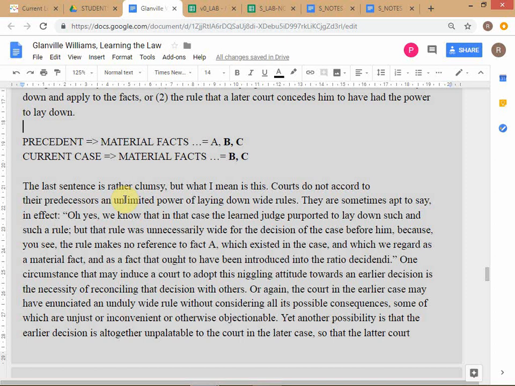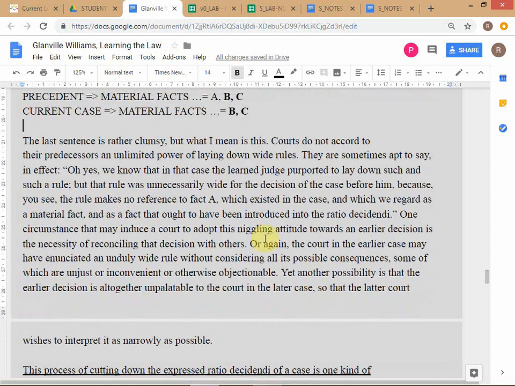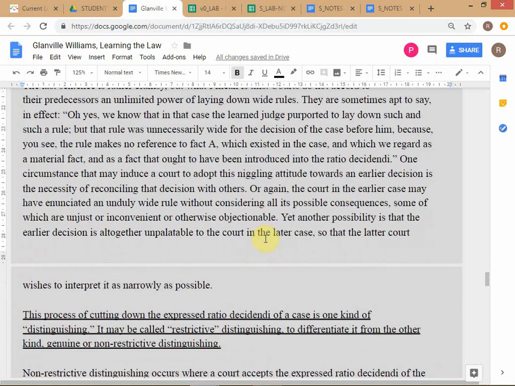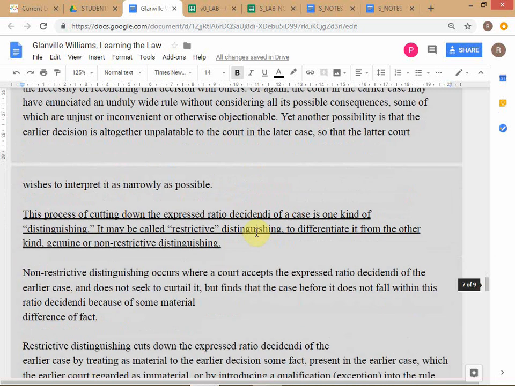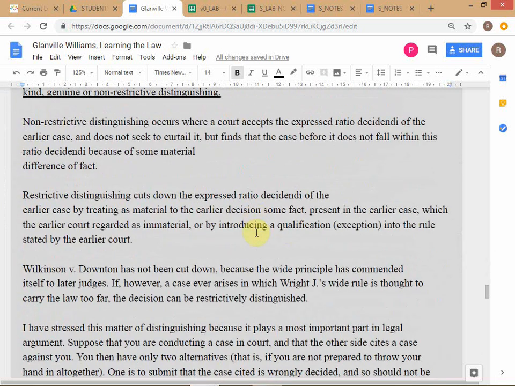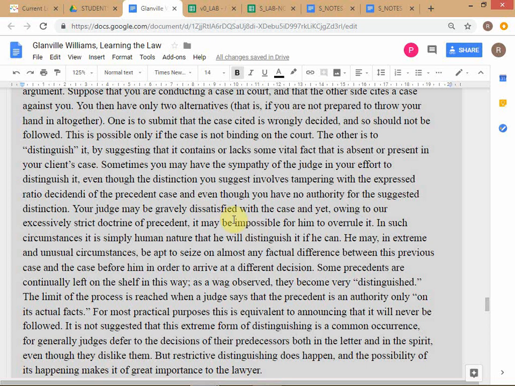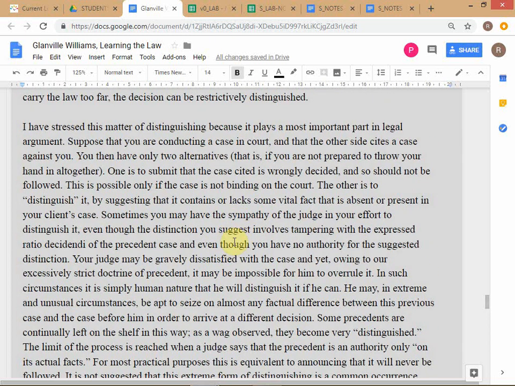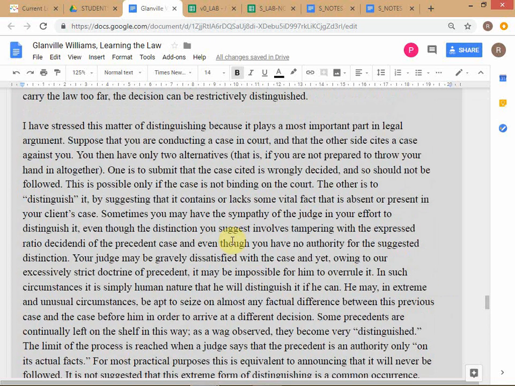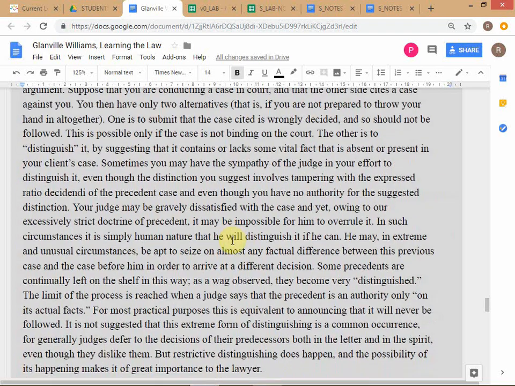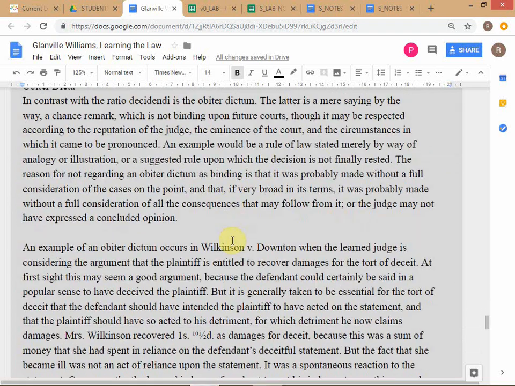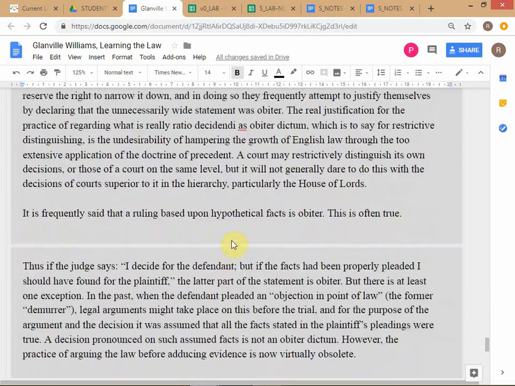So what were we saying here? Okay, so distinguishing, very important. Make sure you understand this concept, because I'm sure many practicing lawyers may not be able to understand this distinction properly. So restrictive and non-restrictive distinguishing. That pretty much does it for us. I've told you not to worry about sub silentio because it's a little more complicated concept. Then there's a discussion of obiter dicta.